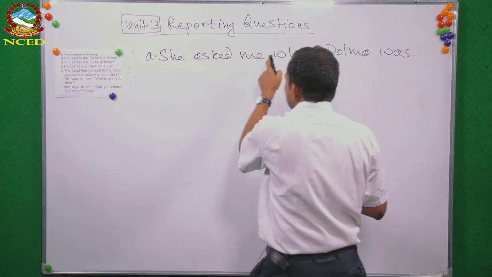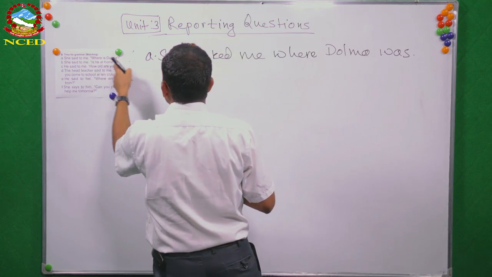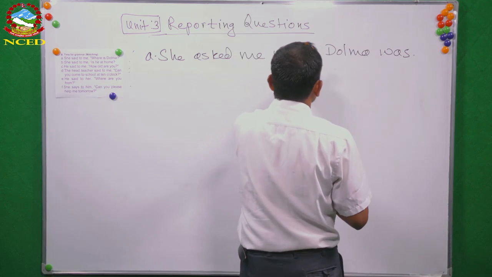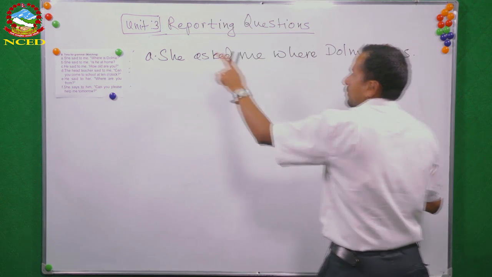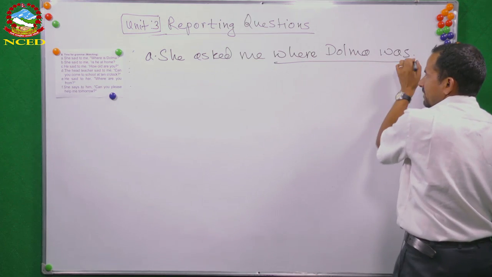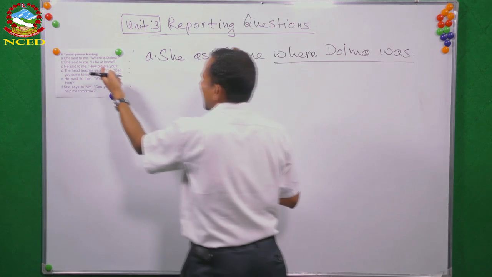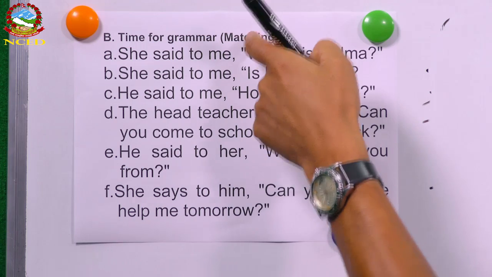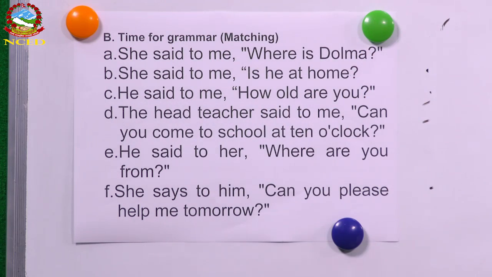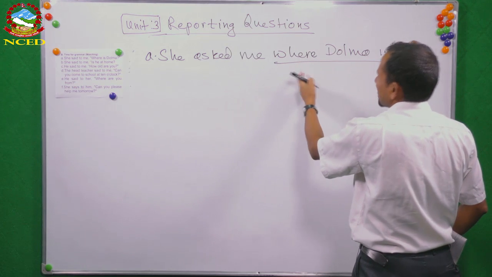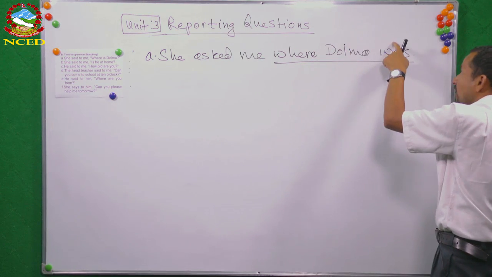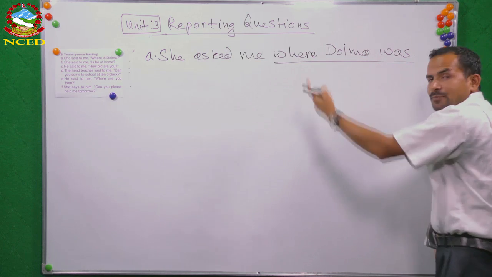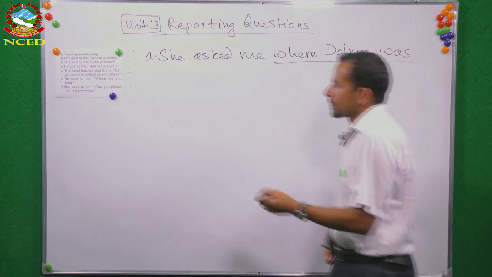Now compare this sentence and this one. She said to me, where is Dolma? She asked me where Dolma was, right? The question form is changed into statement form. Earlier in direct questions, WH word was there, verb was there, and another thing was there, let's say subject was there. But in indirect speech, we write WH word there, then subject, and then verb in the respective past tense. Okay.